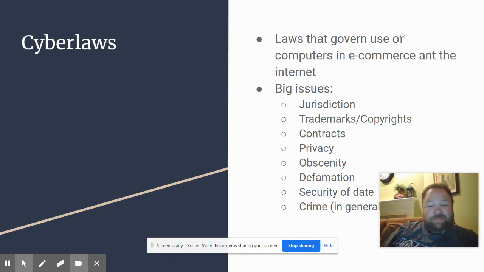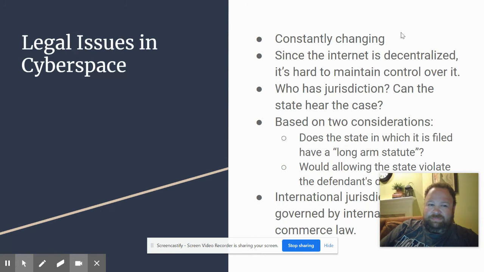Contracts aren't necessarily binding if they were just online. There's a ton of privacy issues. Obscenity is obviously a big one. Defamation, we've all heard of the trolls, right? Security and just crime in general. Legal issues in cyberspace are constantly changing.